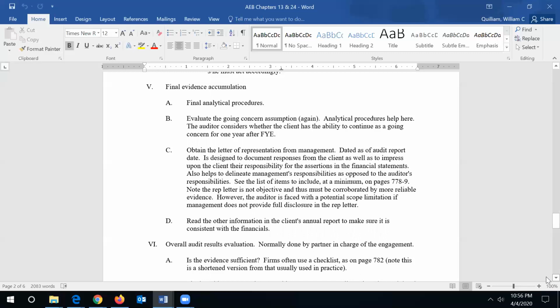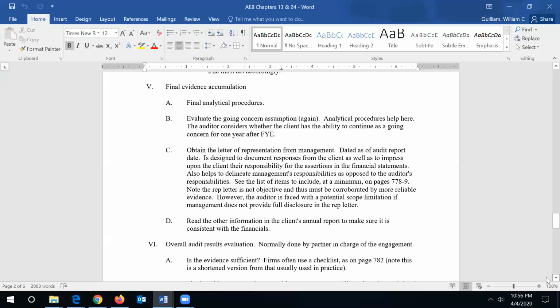Then C, we will also obtain the letter of representation from management. It's dated as of the audit report date, and it's designed to document responses from the client as well as to impress upon the client their responsibility for the assertions in the financials. After all, they are responsible for those financial statements in the end, and it also helps to delineate management's responsibilities as opposed to the auditor's responsibilities. And there's a list of items to include in a minimum on pages 778 and 779. So if you would please read those bullet points, and they're quite easy.